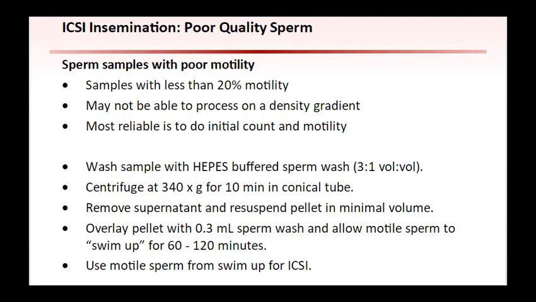Centrifuge at 340 Gs for 10 minutes. Remove the supernatant carefully so as not to disturb the pellet. Gently resuspend the pellet and overlay it with 0.3 milliliters of sperm wash media. Allow motile sperm to swim into the upper media for 60 to 120 minutes and collect sperm from the motile fraction for ICSI.